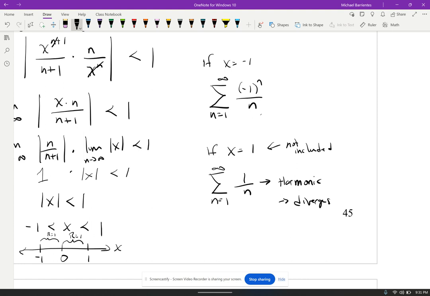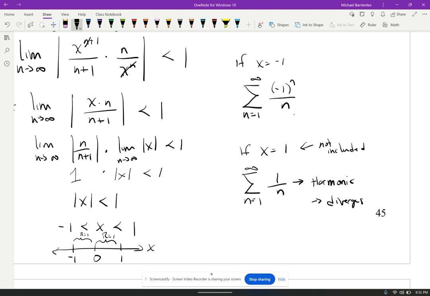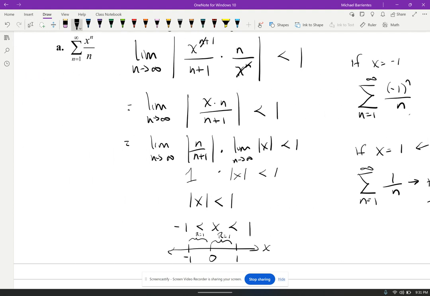So we are guaranteed that any x value between negative 1 and 1, if I substitute it into the original power series, is going to make it converge. What we don't know is what happens at the endpoints. We have to check them separately. I check the right endpoint, x equals 1, and that causes it to be a harmonic series, and that diverges, so I'm not going to include it.